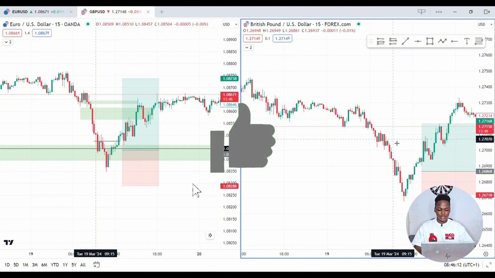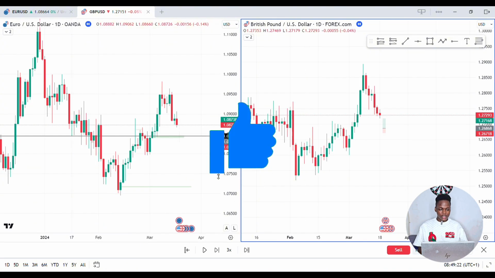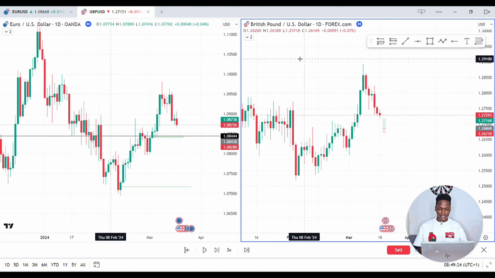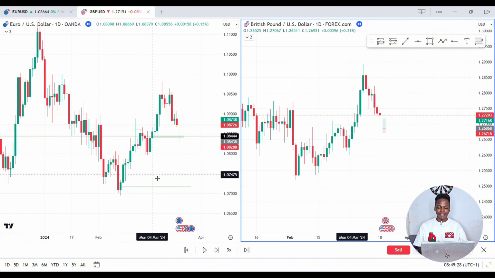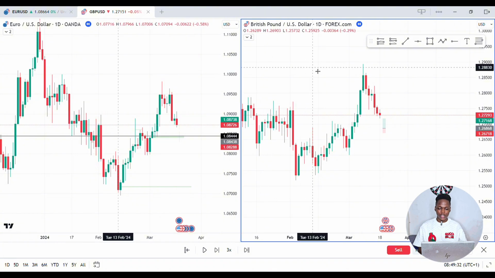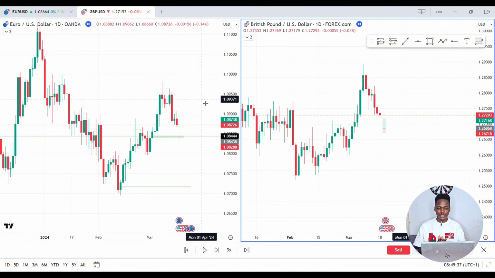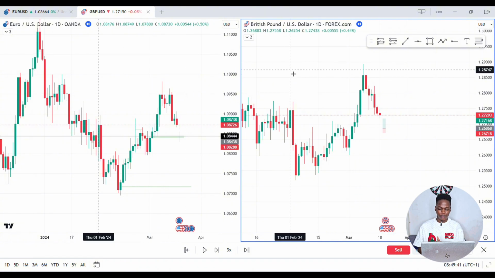First of all, I want to switch to the daily time frame. This is the daily time frame for EURUSD and GBPUSD. And one thing you can say about these two pairs is that they correlate so much, right? I've not seen any pair that correlates like these two pairs, EURUSD and GBPUSD. Doing the analysis of both these pairs actually gives you a better understanding of how the market is going to move for both pairs, right?